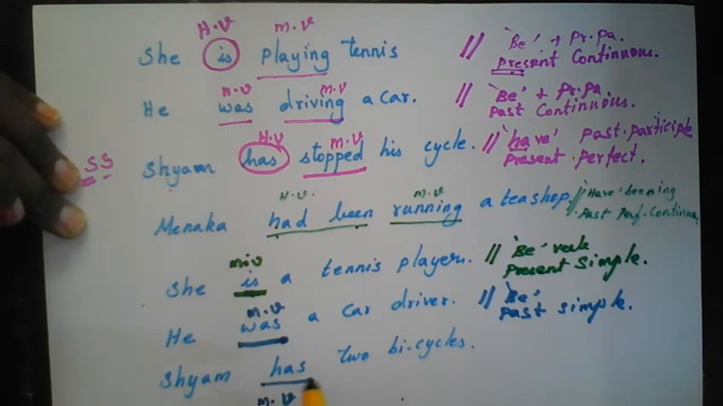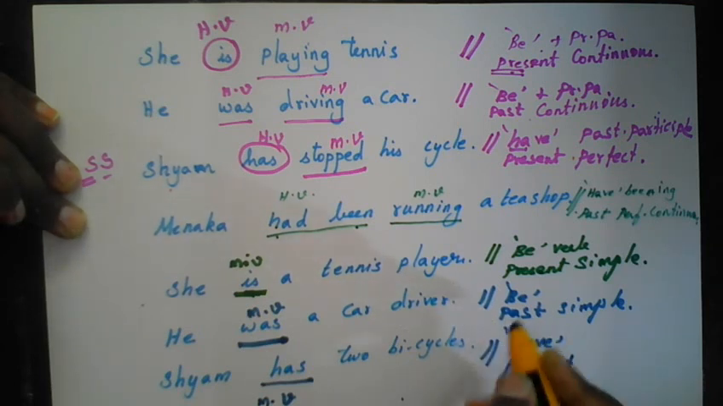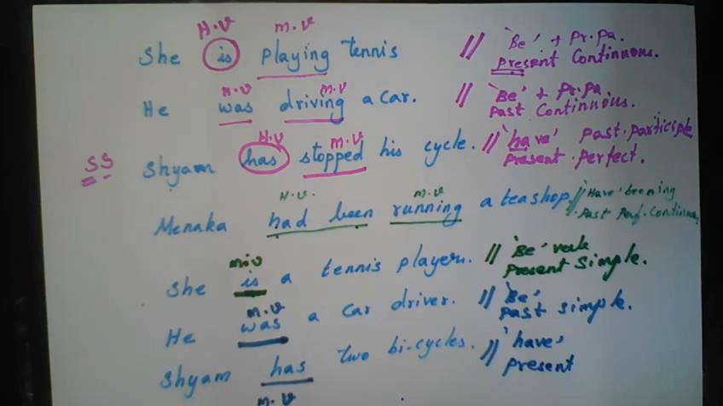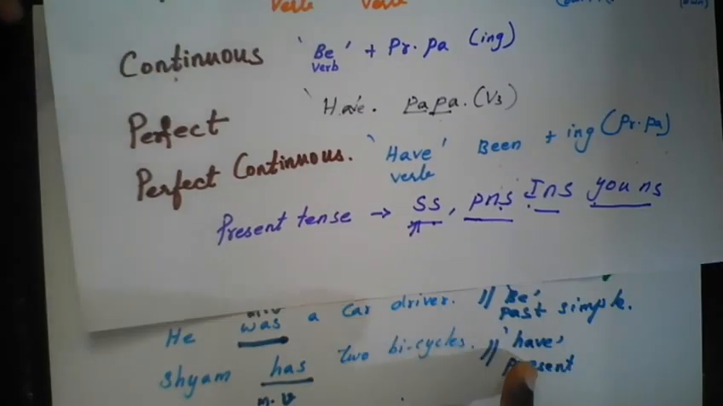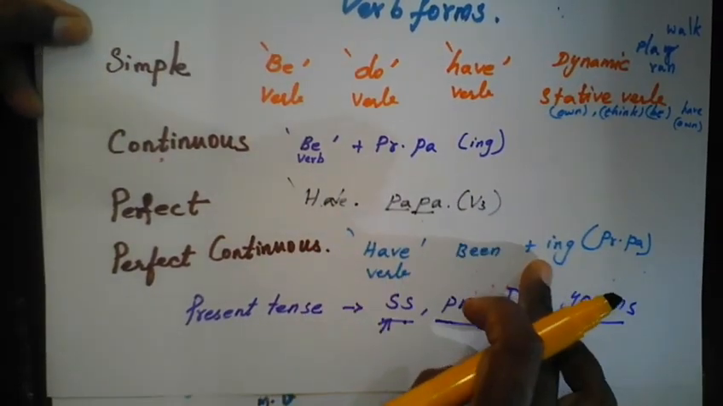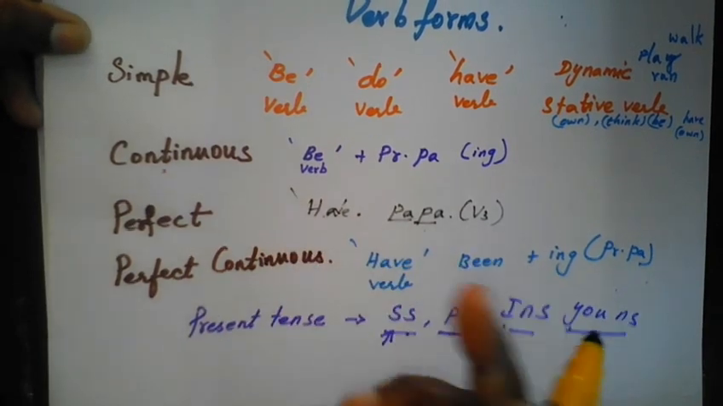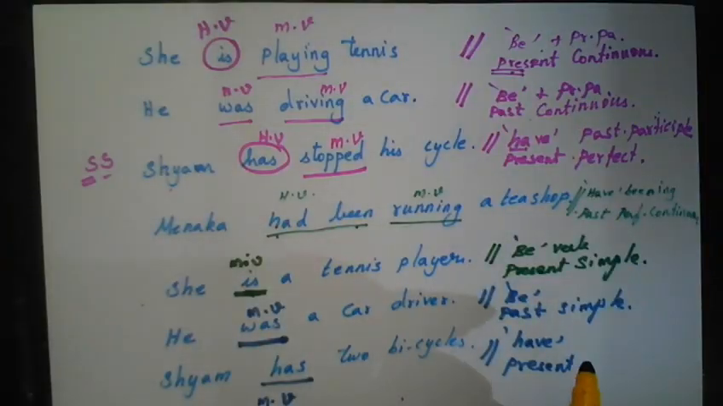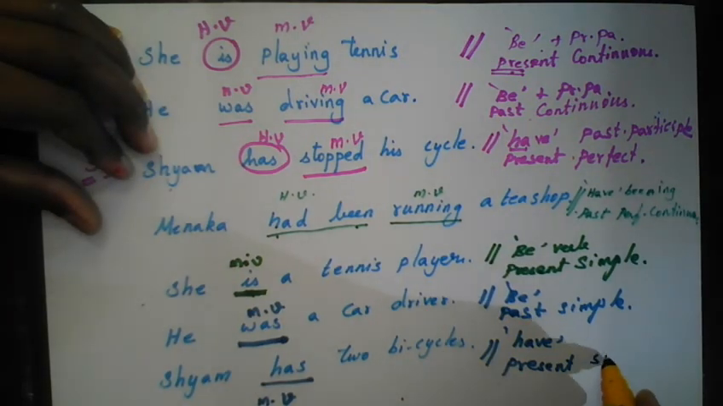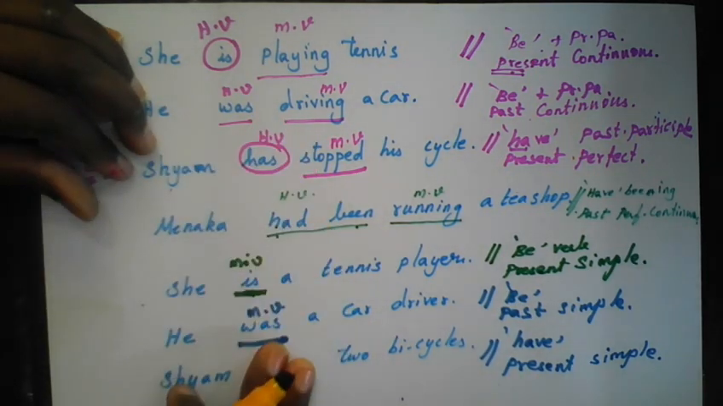Okay. So Shyam has 2 bicycles. Here we have the verb "have" in present tense. Now what kind of tense is in this sentence? You find it, right? See, there is no "be" verb. Only the have verb. Have verb plus been plus ing is not there. Only the have verb is there. So what tense is it, my dear children? Present simple or simple present tense. Have you understood this?